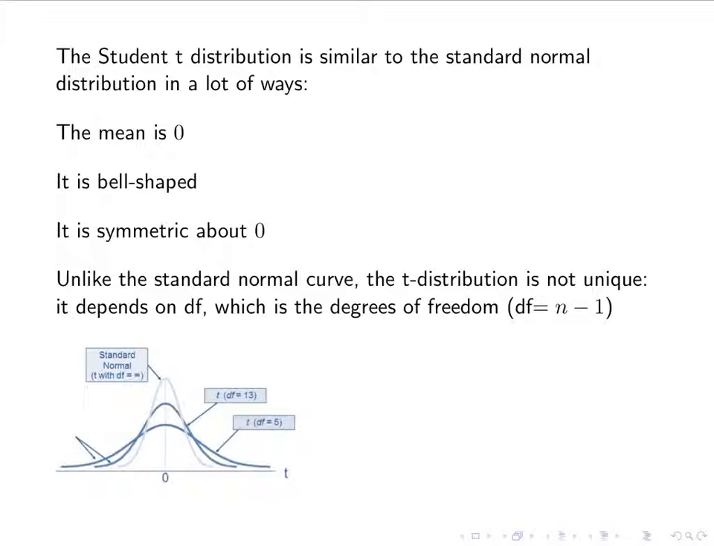But as you can see, the t-curves with the degrees of freedom being smaller are shorter and fatter. And as the degrees of freedom gets higher, the curve also gets higher and skinnier until it gets closer and closer to the standard normal curve.